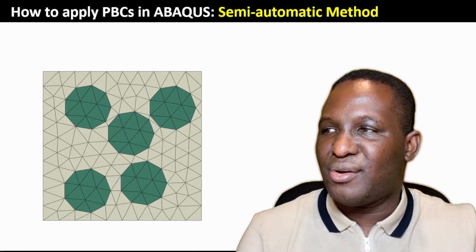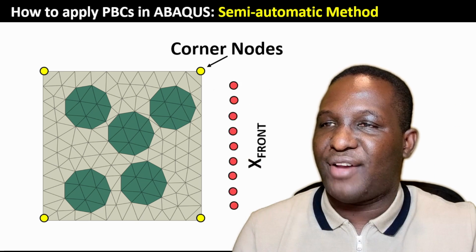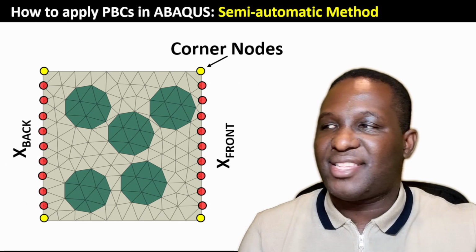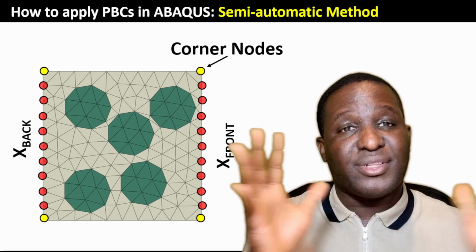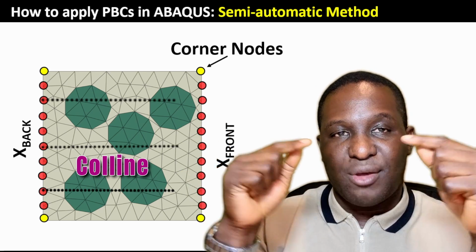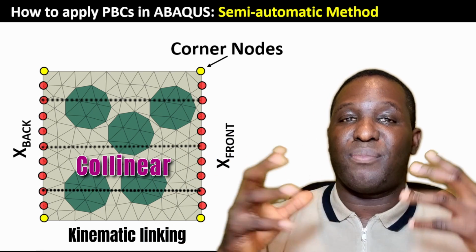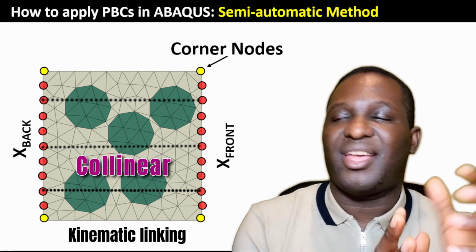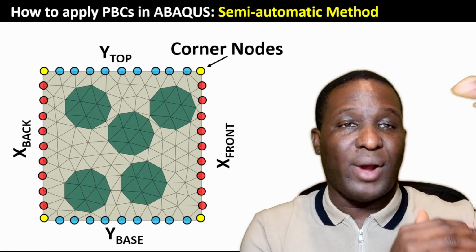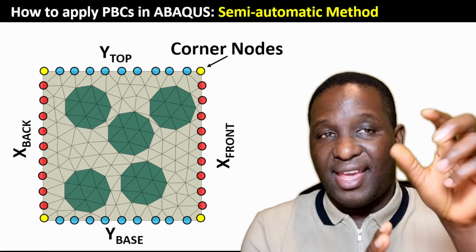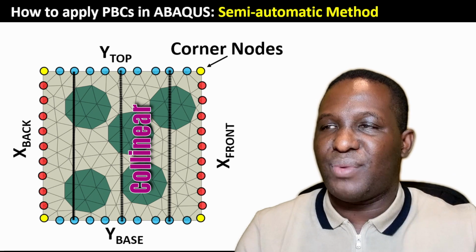Now, looking more closely at this problem, the first thing we need to isolate are the corner nodes. So the corner nodes will be identified here, called the X front nodes, and a similar setup at the back ends, which are the X back nodes. It's important that you identify them because they are going to be collinear. So positionally, they will be collinear to themselves, and the kinematic linking that will give you periodic boundary condition will be imposed on these internal nodes. The same thing we find also with the Y direction. So identify the Y top and the Y base, and again they are collinear, so they are going to be linked together. So this is the first thing we need to be aware of.